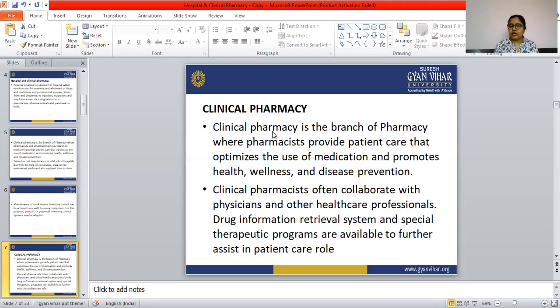The drug information retrieval system means all the information about the drug, all the information about medicines, stored in databases. We can retrieve all that information from those databases with the help of the computer. The clinical pharmacist, or the expert in medicine, can retrieve all the information from that software and give good patient care.